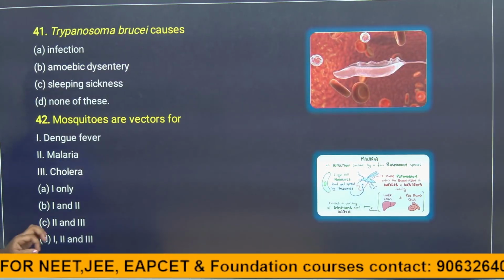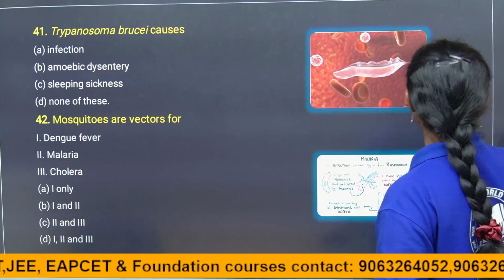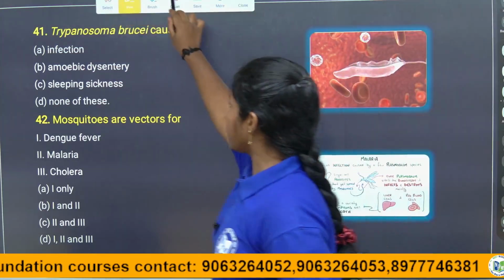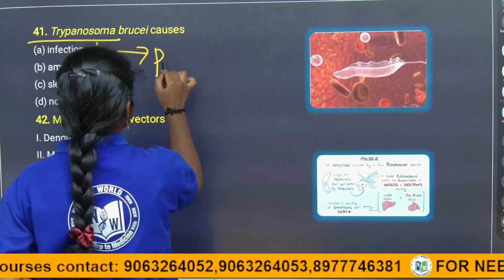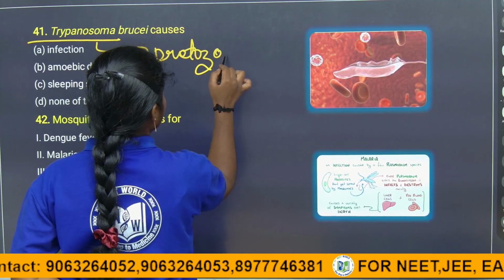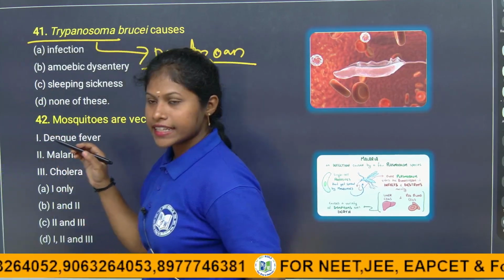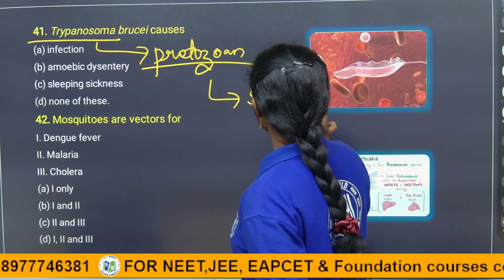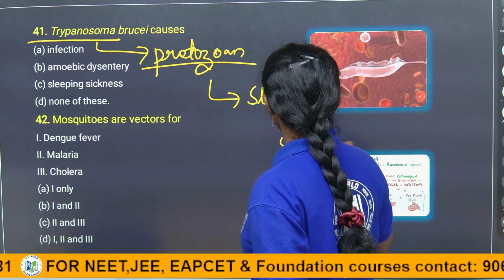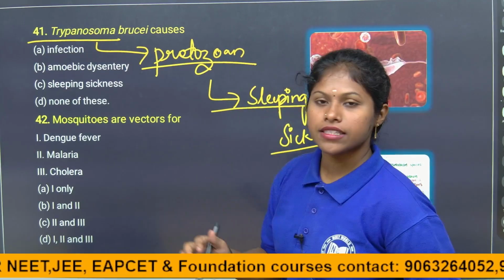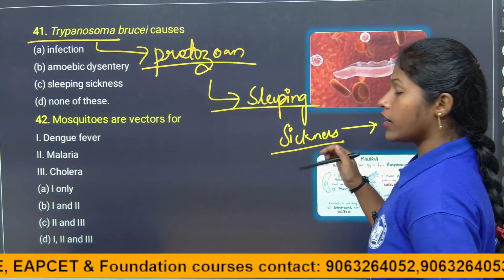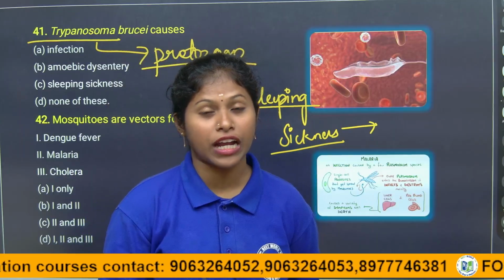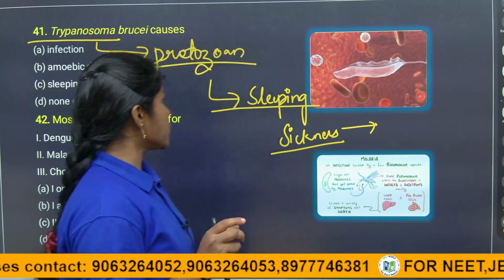Okay. Trypanosoma brucei causes what? It is a protozoan. Trypanosoma is a protozoan. So it causes the disease of sleeping sickness. If it is severe, children, we have to go to the doctor. Otherwise, it disturbs the sleep and we feel lethargy, confusion. So it leads to death. That is why it should be treated.